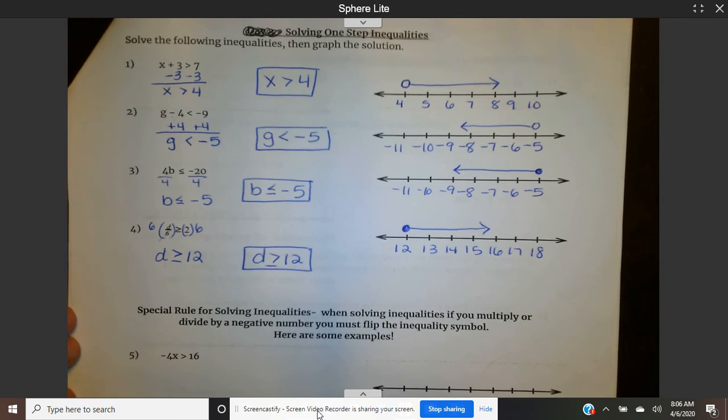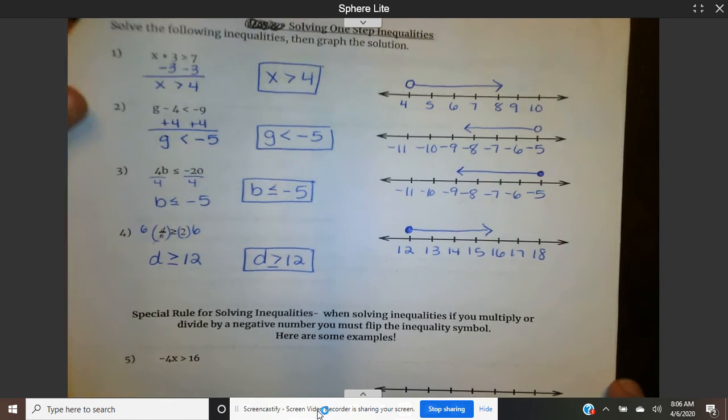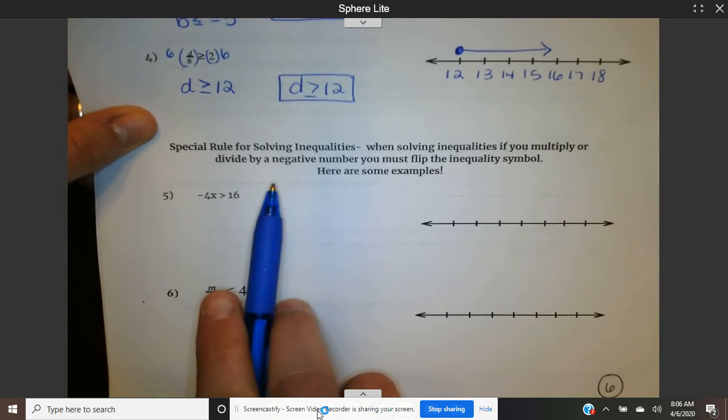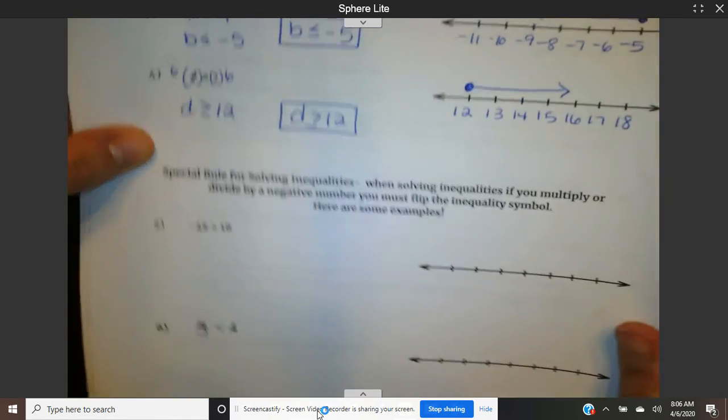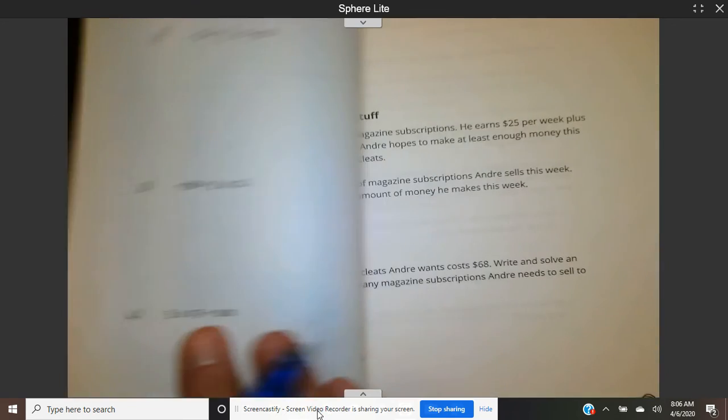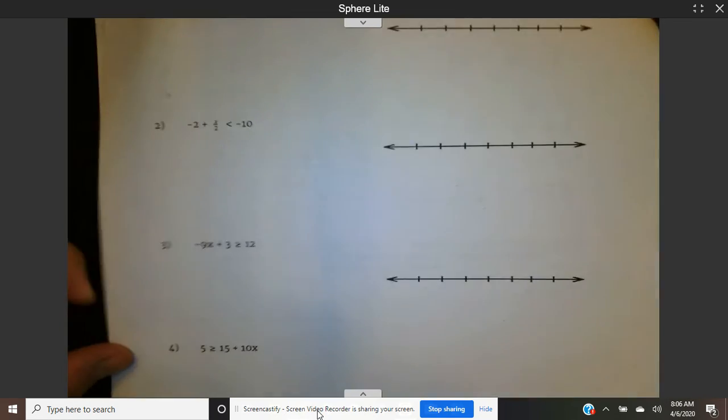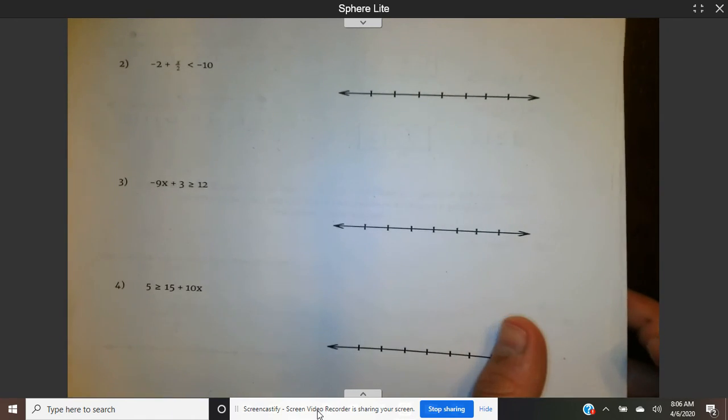Okay, so that is how you graph and solve one-step inequalities. In the next lesson, we have one special rule when we're dealing with multiplying and dividing by negatives. And then tomorrow's lesson, we will do two-step inequalities and graphing.